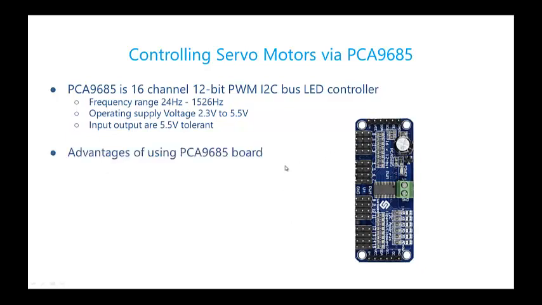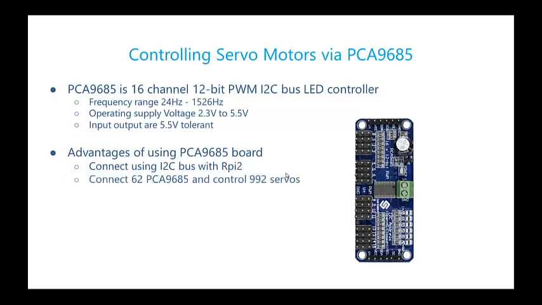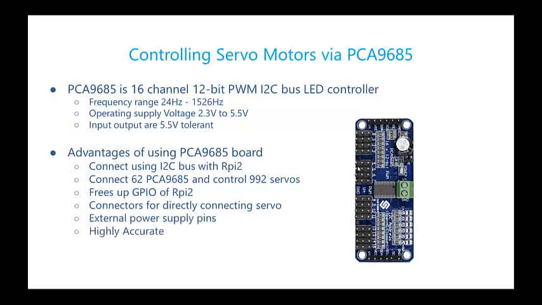There are several advantages of using this board while controlling your servo motors or LEDs. Since it communicates using the I2C protocol, you can connect up to 62 PCA9685 boards and control up to 992 servos. It frees up the GPIO pins of your Raspberry Pi 2, which means you can connect other sensors and devices with it. And you have direct connectors for servo motors, so you don't have to hunt for pins. You have external power supply pins, and the board is highly accurate.